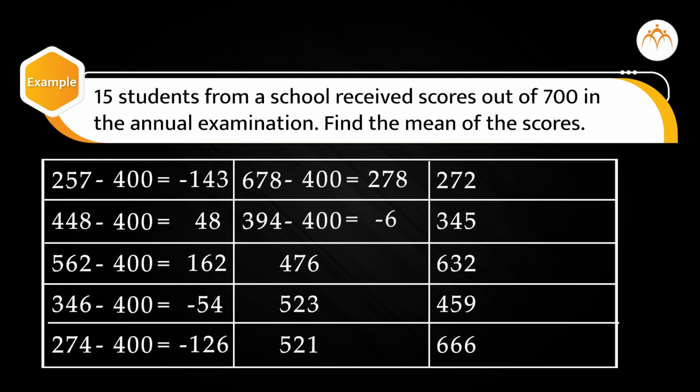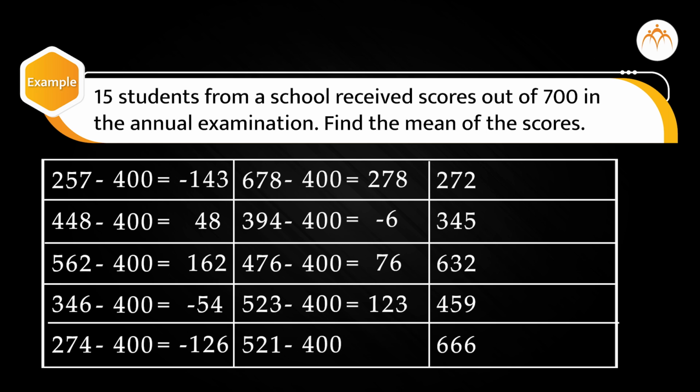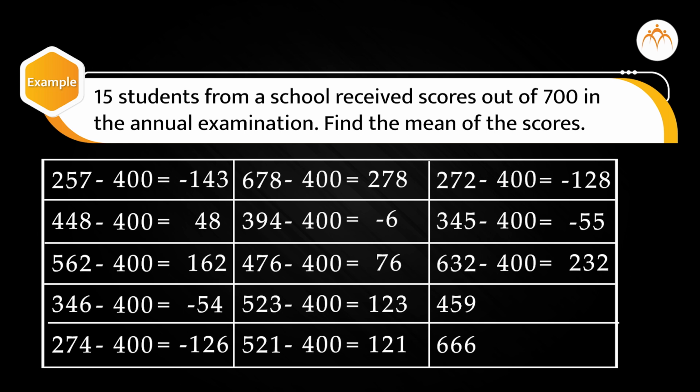394 minus 400 is equal to minus 6. 476 minus 400 is equal to 76. 523 minus 400 is equal to 123. 521 minus 400 is equal to 121. 272 minus 400 is equal to minus 128. 345 minus 400 is equal to minus 55. 632 minus 400 is equal to 232. 459 minus 400 is equal to 59. 666 minus 400 is equal to 266.